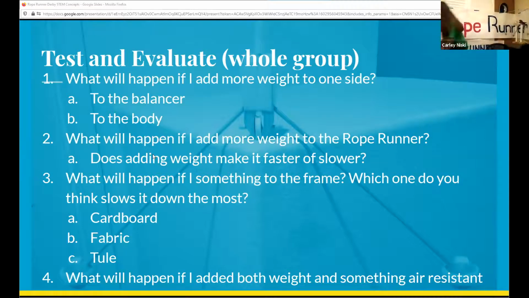Here we go. Oh, it's here. That went way slower. Yes, it was way slower because this, with its Velcro, got stuck to the balancer of my rope runner and made it off balance. And so the off balance of my rope runner slowed it down. So now I'm going to take the battery off, and we'll try this again.